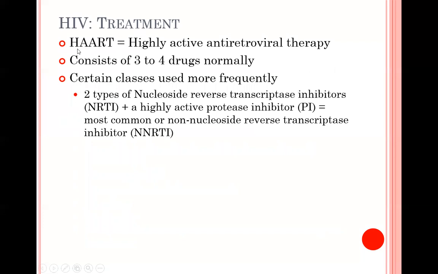So there are treatments here. The acronym is HAART, H-A-A-R-T, highly active antiretroviral therapy. Highly active antiretroviral therapy typically consists of at least 3 to 4 drugs, and certain classes are used more than others. Remember the NRTI from that figure. So 2 types of nucleoside reverse transcriptase inhibitors and a protease inhibitor. Those are the most common. And then it's just sort of a cocktail, I guess, of what works for people.